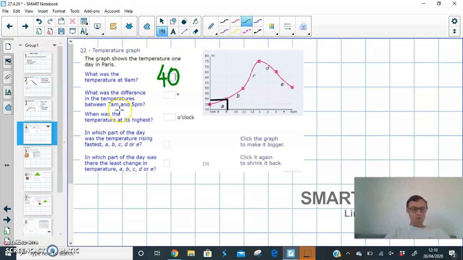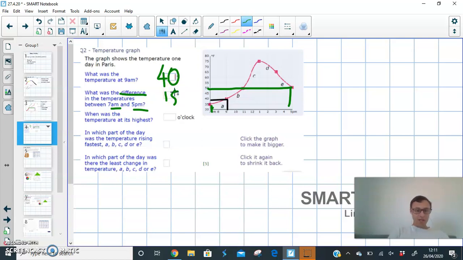What was the difference? Well, difference is key, between 7 a.m. and 5 p.m. So we go to 7 a.m., which is exactly there, starts at 35. 5 p.m., if I draw up and go along, 50. So between 35 and 50, there is a difference of 15 degrees Fahrenheit.